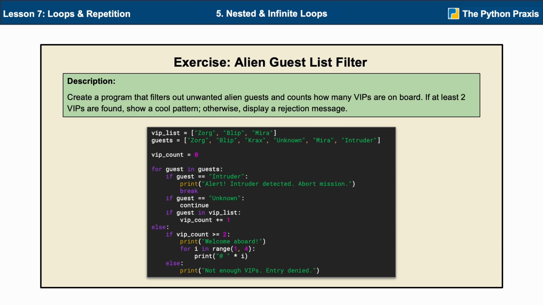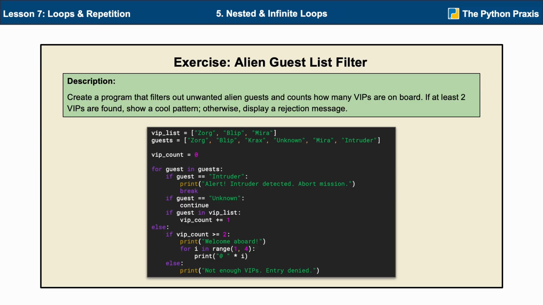Now, we will go through the code line by line. In line 1, we begin by defining a list of VIPs. The name of this list is vip_list and it contains Zorg, Blip, and Mira. This means that only Zorg, Blip, and Mira are recognized as very important passengers. In line 2, we define a list of guests trying to board. This list is called guests and contains Zorg, Blip, Krax, Unknown, Mira, and Intruder. Some are real VIPs, like Zorg and Mira, but others like Krax, Unknown, and Intruder are suspicious.